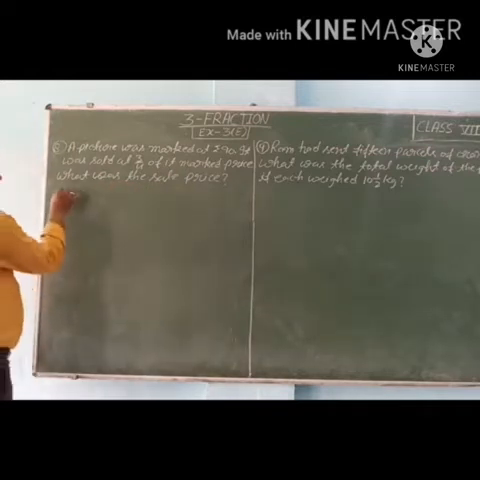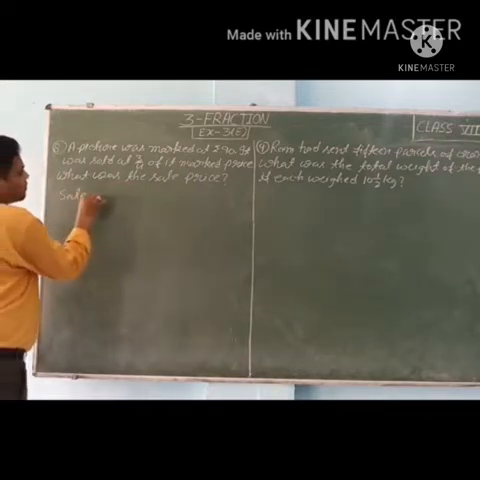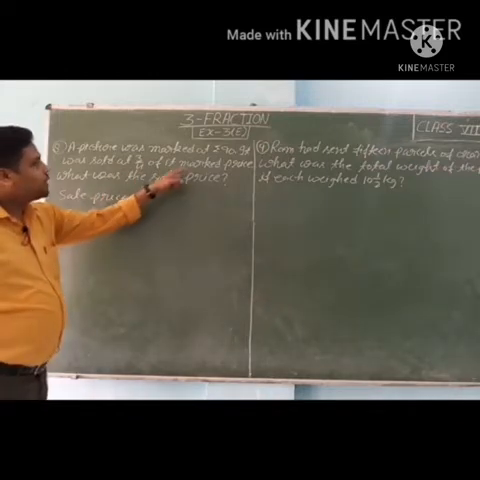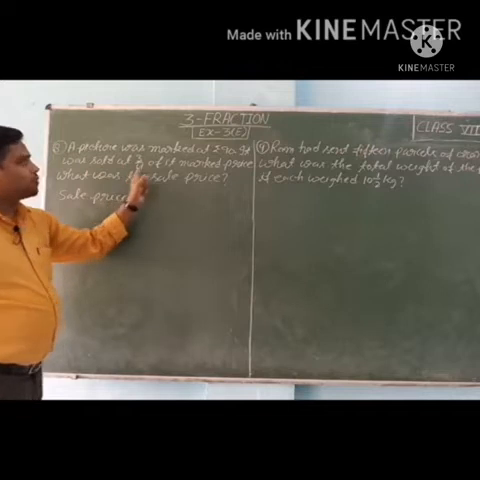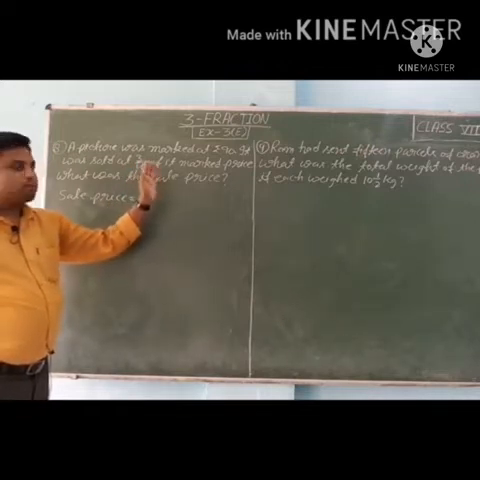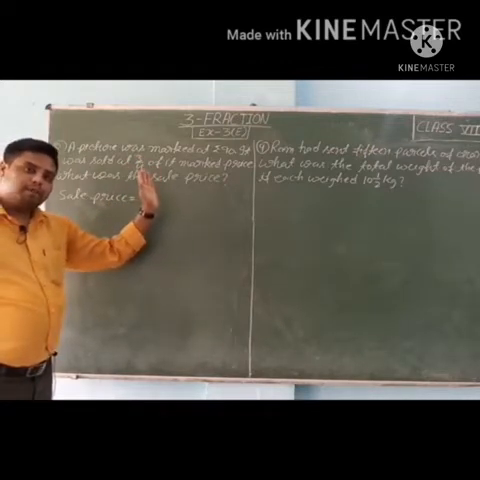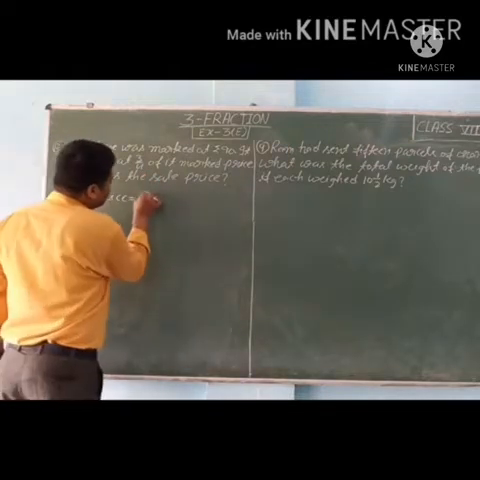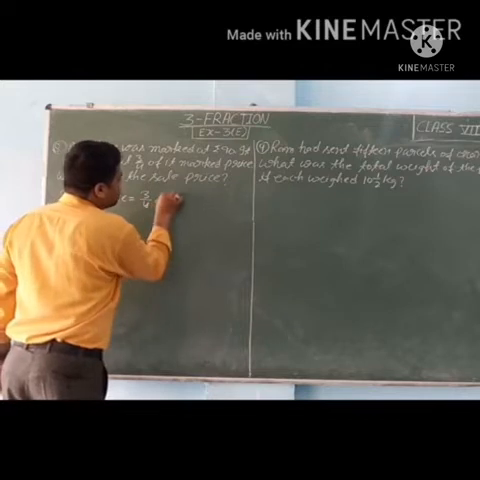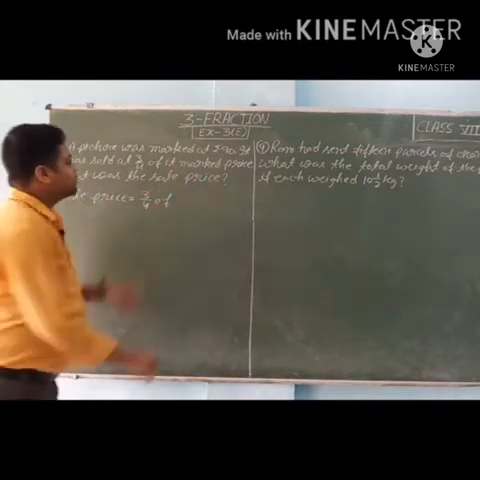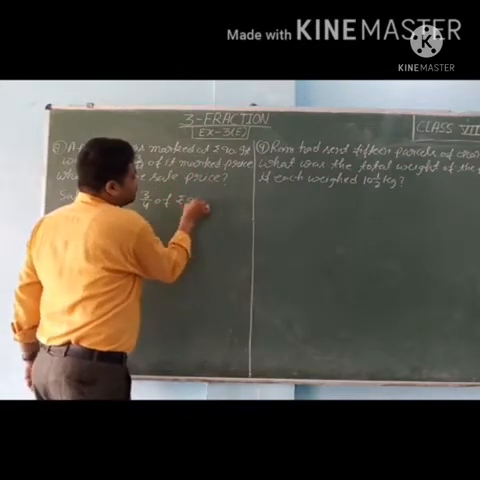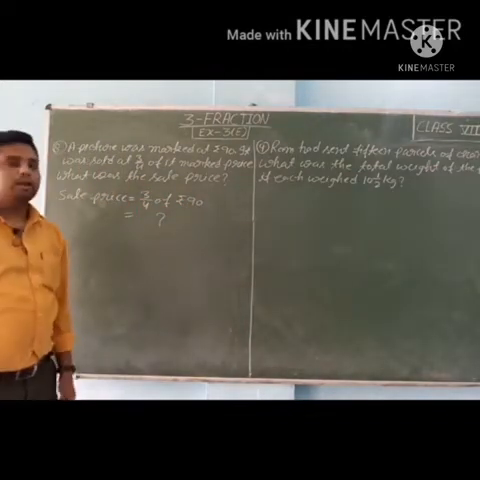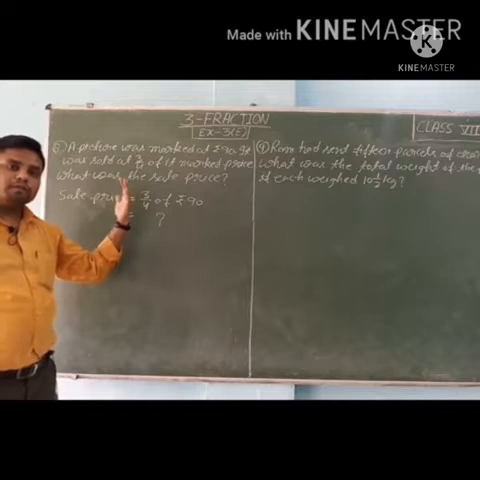So sale price is equal to 3/4 of its mark price. It was sold at 3/4 of its mark price. So it means sale price is 3/4 of mark price. So sale price is 3/4 of the mark price, which is ₹90. So this you have to find by yourself and comment the answer in the comment box of this sum.